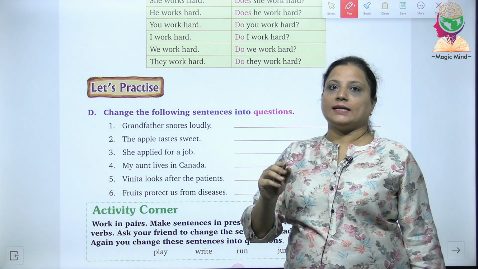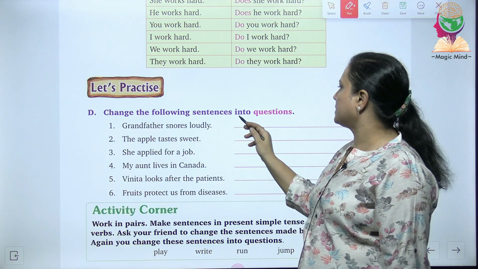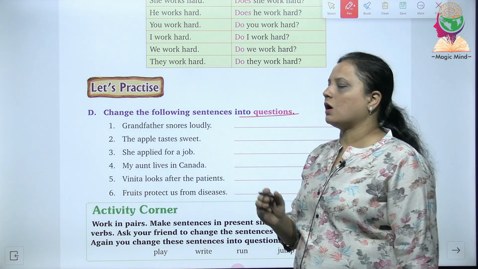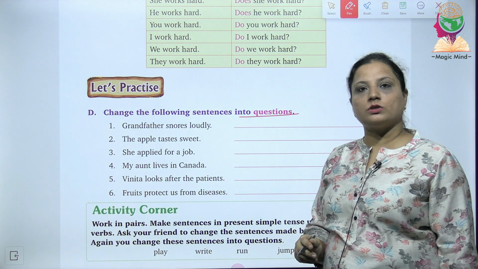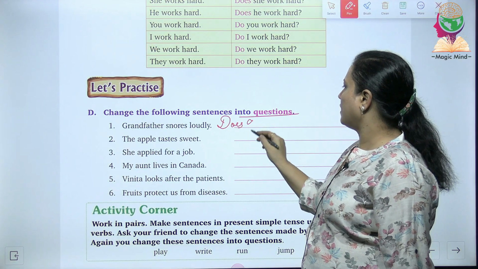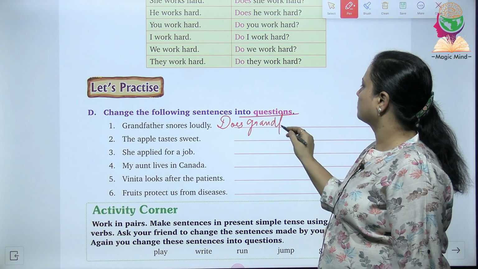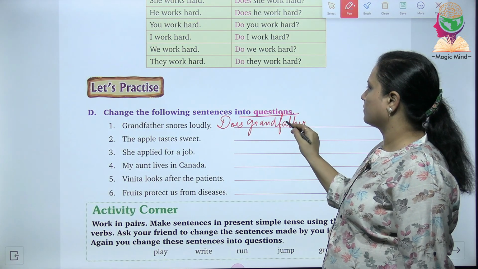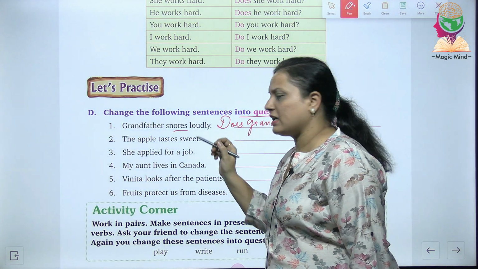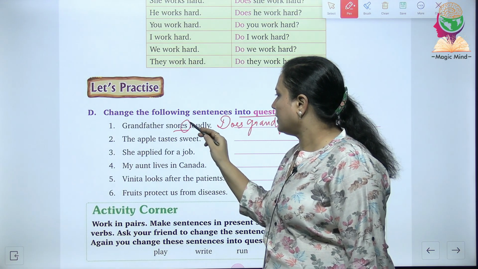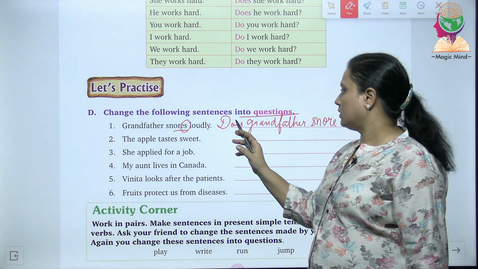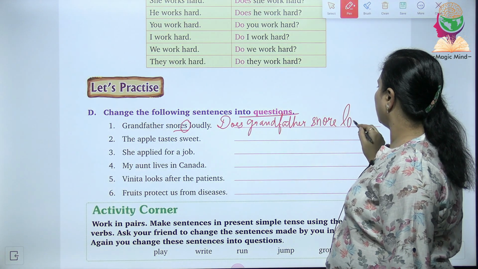Well, the practice question, that is a D question, states that change the following sentences into questions. The first one is grandfather snores loudly. Grandfather is a singular person. We will use the word does. We will begin the sentence with does grandfather snore. Now remember we use the word snores, but here in question form again we will remove S from here. So the statement will be does grandfather snore loudly?